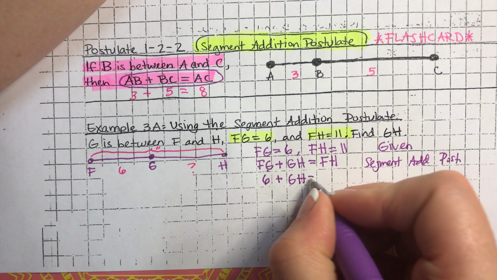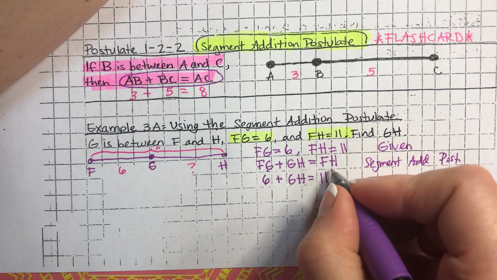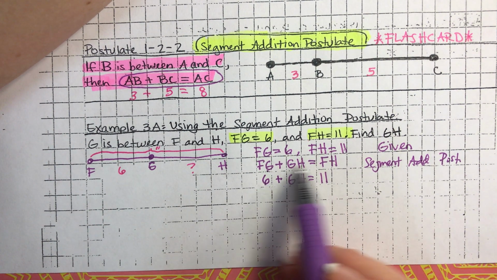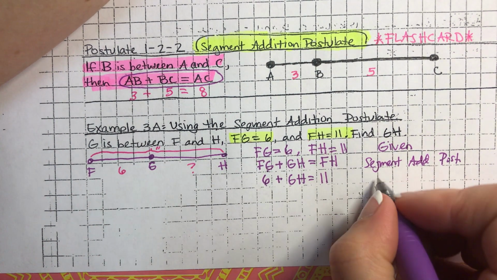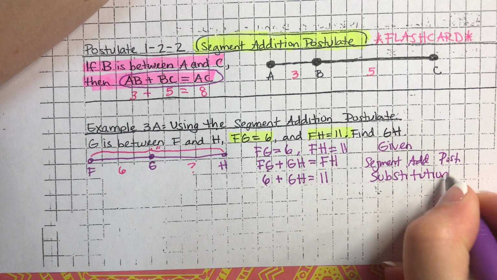Plus GH equals, what is FH? Well, FH is the same thing as 11. So I'm going to substitute that in there. What I just did, why I don't have this anymore, I have 6 and 11, is because I used substitution. That's what I did.